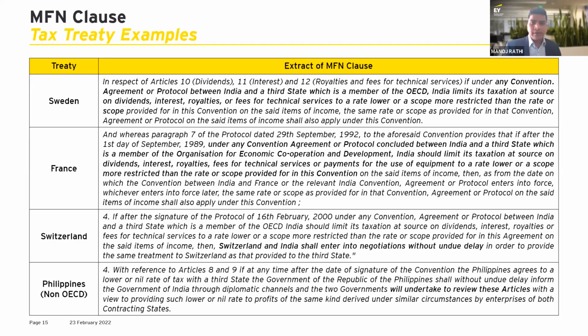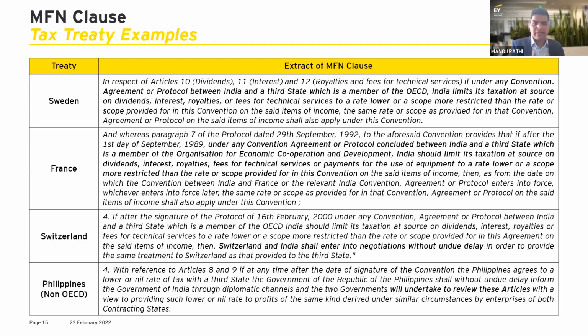Then India, Switzerland, with that renegotiation that happened, I think in 2010, there was another negotiation that happened, and some change happened to the MFN language in India, Swiss. And what it says is, if India is found giving benefit to a third OECD country which is more restricted scope or lower rate, then Switzerland and India shall enter into negotiation without undue delay in order to provide the same treatment and all that. So it really follows that trail after 2010.